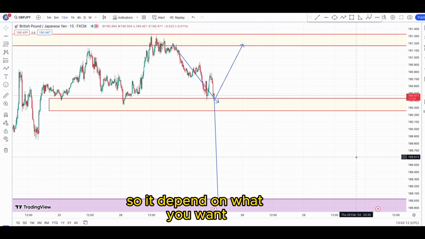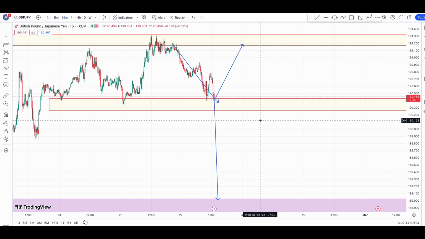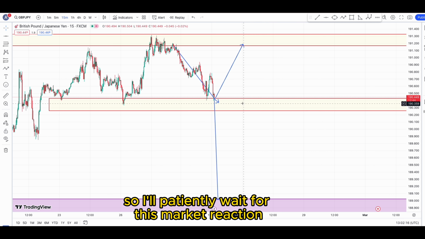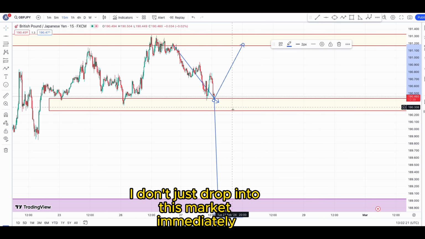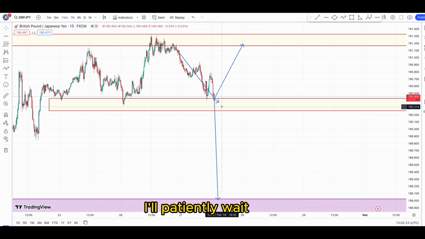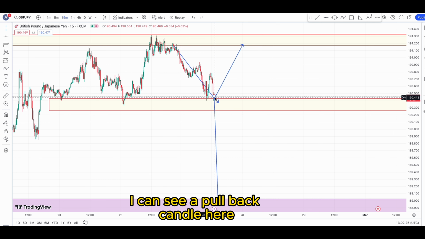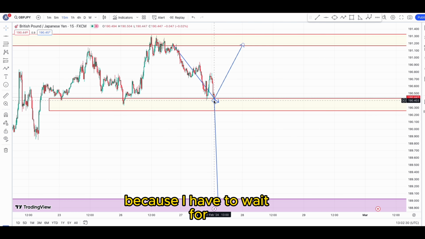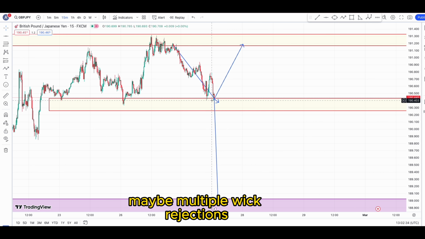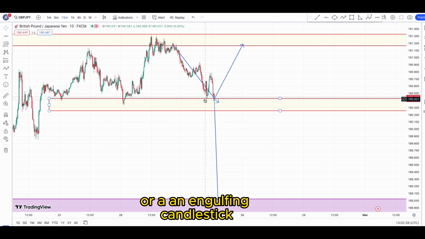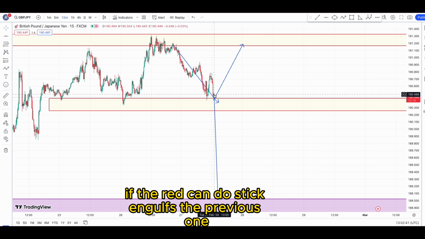So it depends on what you want. I'll patiently wait for this market reaction. I don't just jump into this market immediately. I can see a pullback candle here, but I'm not entering this market because I have to wait for confirmations, maybe multiple wick rejection or an engulfing candlestick, if the red candlestick engulfs the previous one.